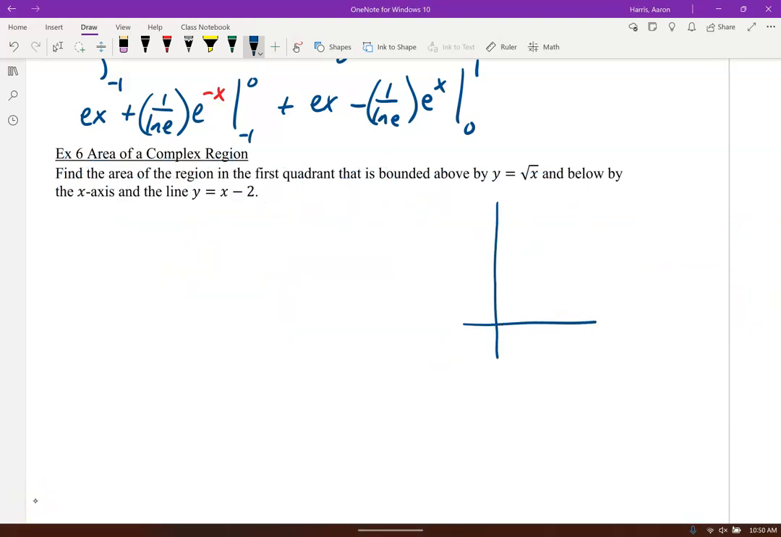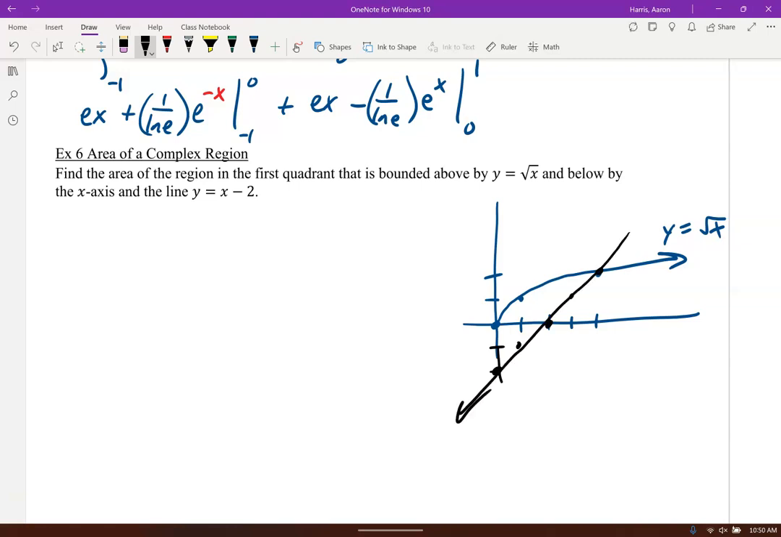All right, let's go ahead and graph this next one. We got the square root of x, square root of 0, 0, 1, 1, square root of 4 is 2, and so on. So here's our square root function. Here's the y equals the square root of x. And then we've got this line y equals x minus 2. 0 comma negative 2, 1 comma negative 1, 2 comma 0, 3 comma 1, 4 comma 2, so on.